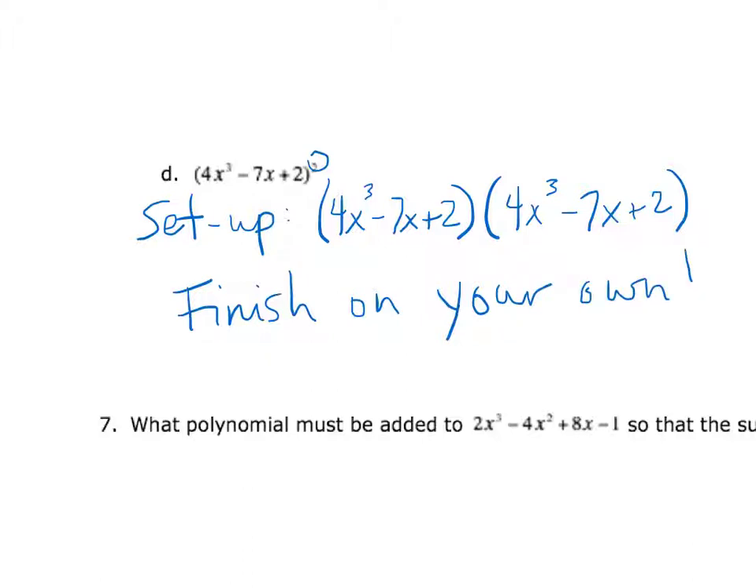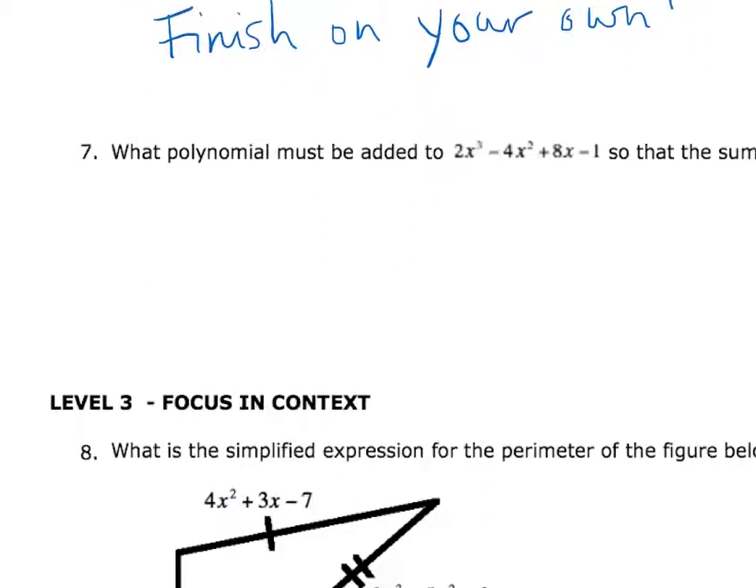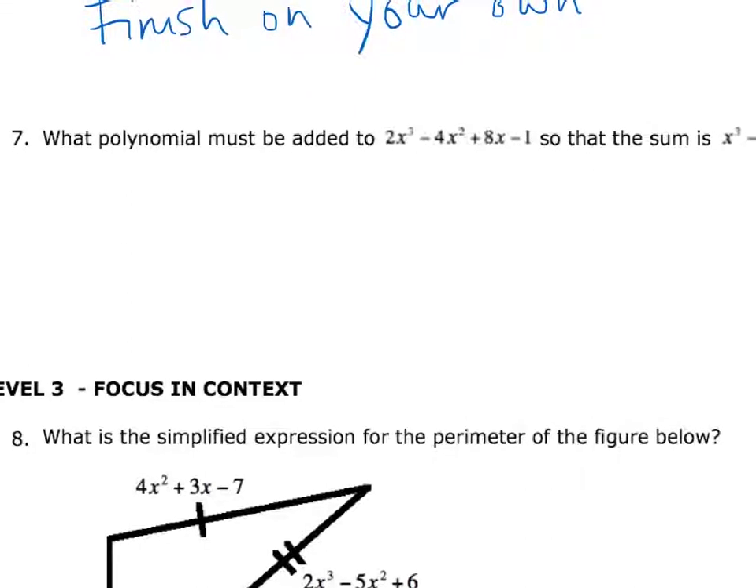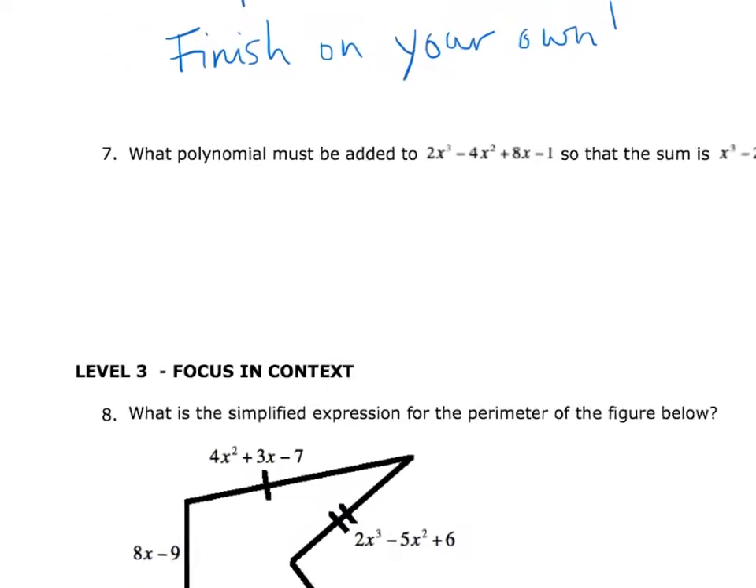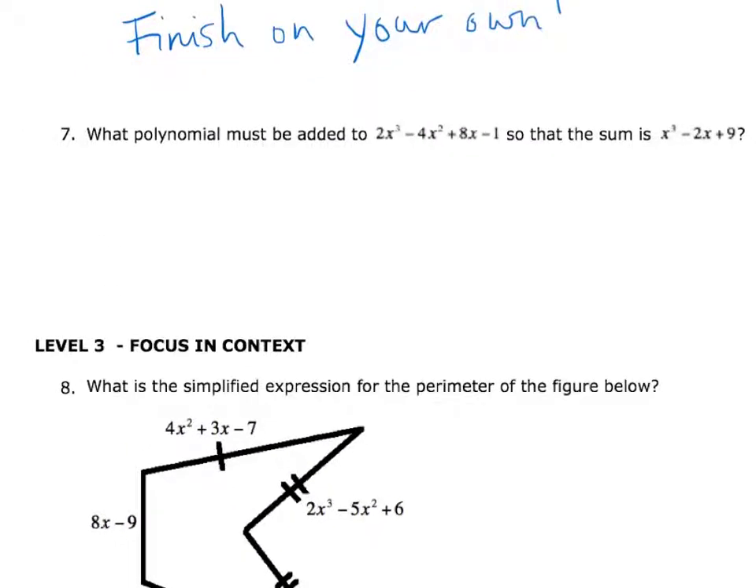All right. Last question in level 2. First, we need to know what it's asking us. All right. What polynomial must be added to this so that the sum is this? So what it's asking us is, how can we get from this guy to this guy using addition? So here's how you set this up.